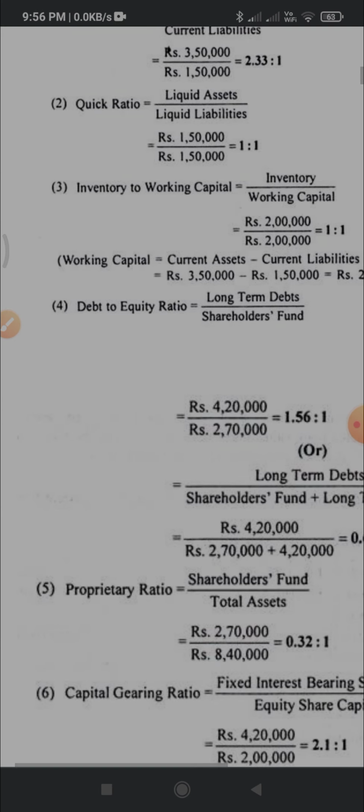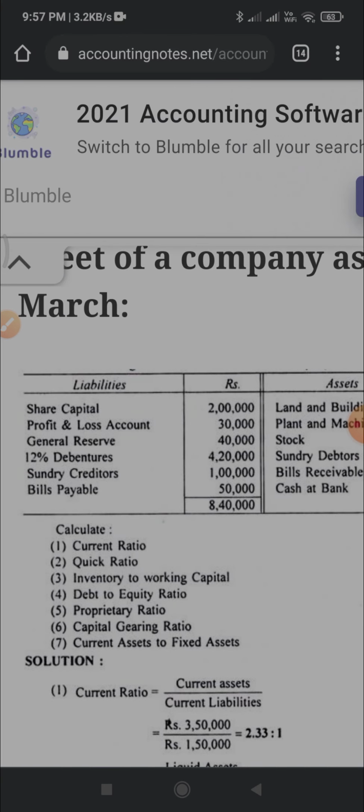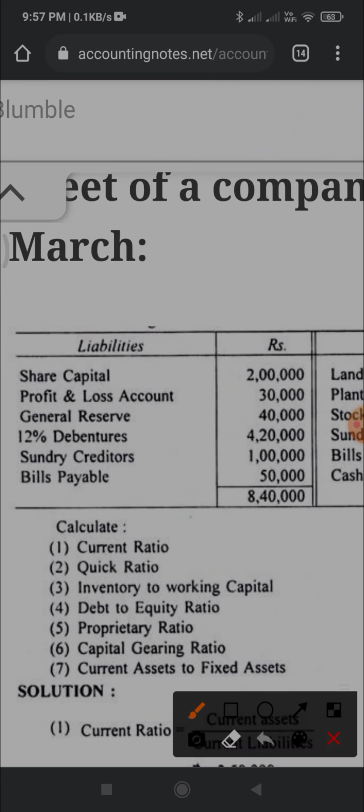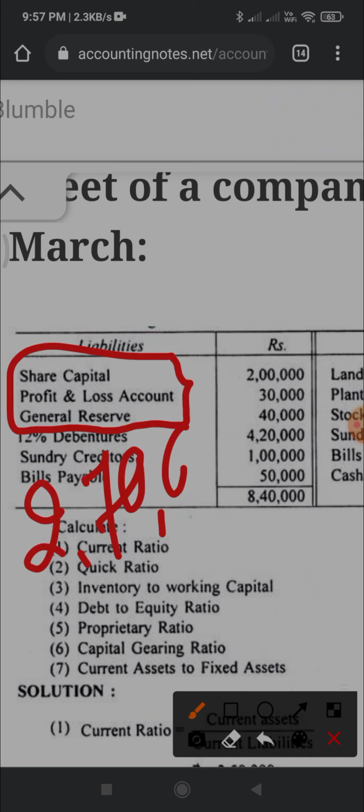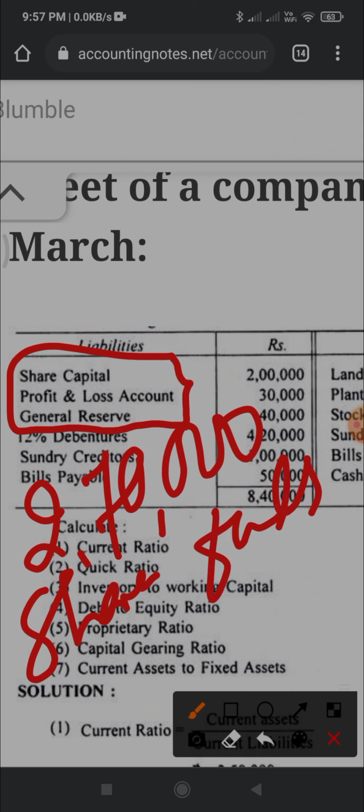Next question, proprietary ratio. Next one here now, proprietary ratio. What is the formula here now? Proprietary ratio here now, shareholders funds divided by total assets. What is a shareholders fund here now? Again you need to understand here now, shareholders funds means share capital plus profit and loss account plus general reserve. What is the total here now? Total is 2,70,000. So this is called shareholders funds.